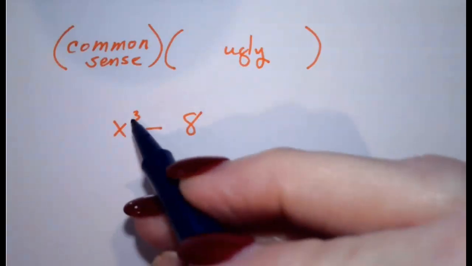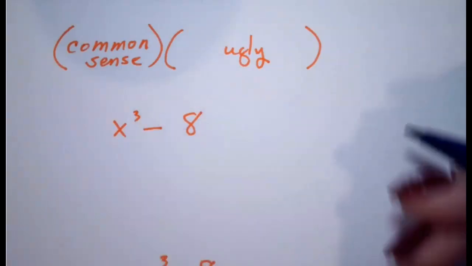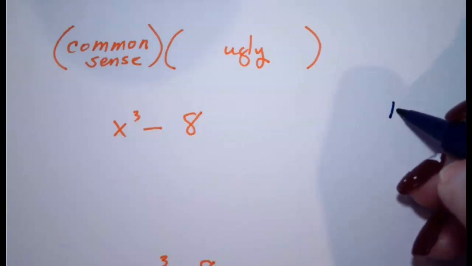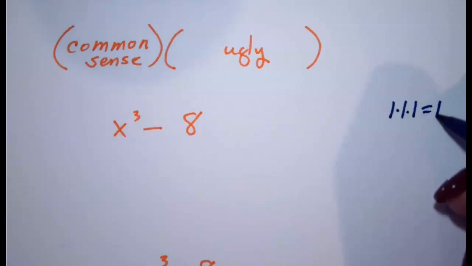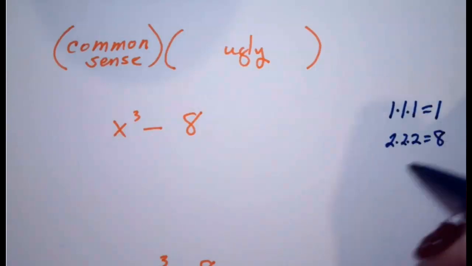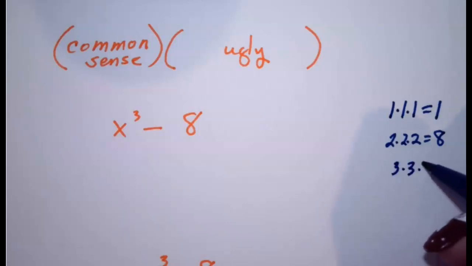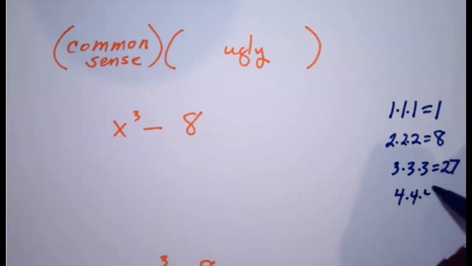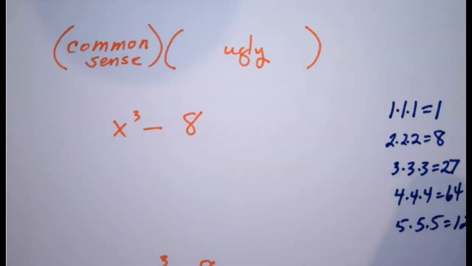So this time x has a 3 on it, which is cubic. So 1 times 1 times 1 is 1. 2 times 2 times 2 is 8. 3 times 3 times 3 is 27. 4 times 4 times 4 is 64. And 5 times 5 times 5 is 125.